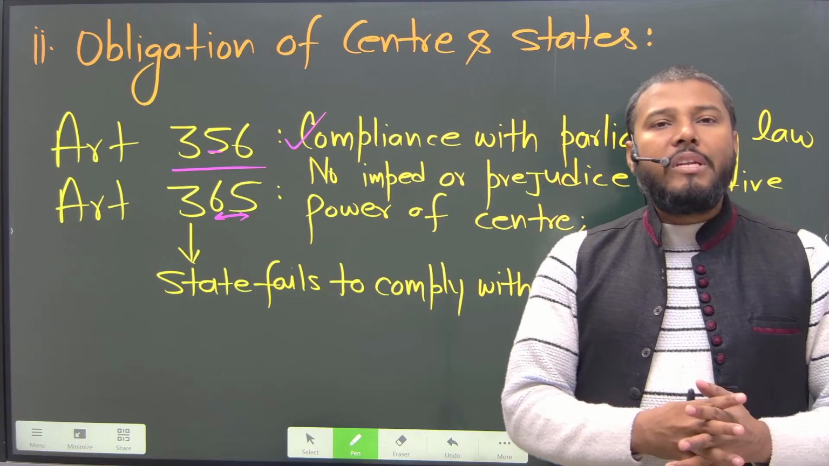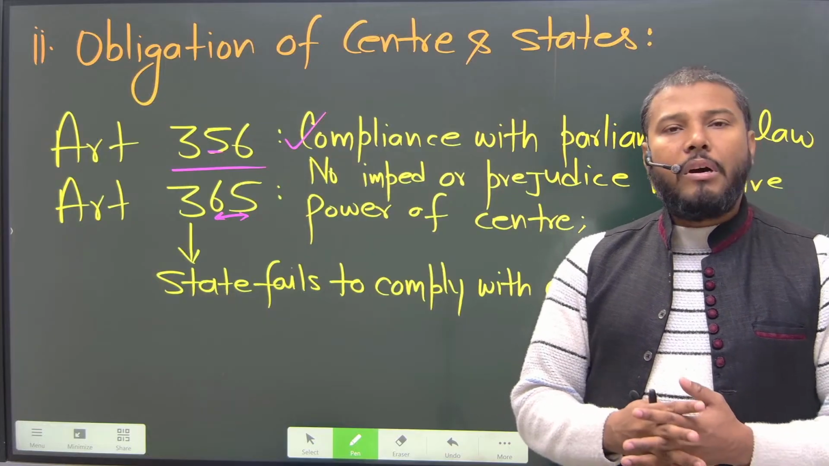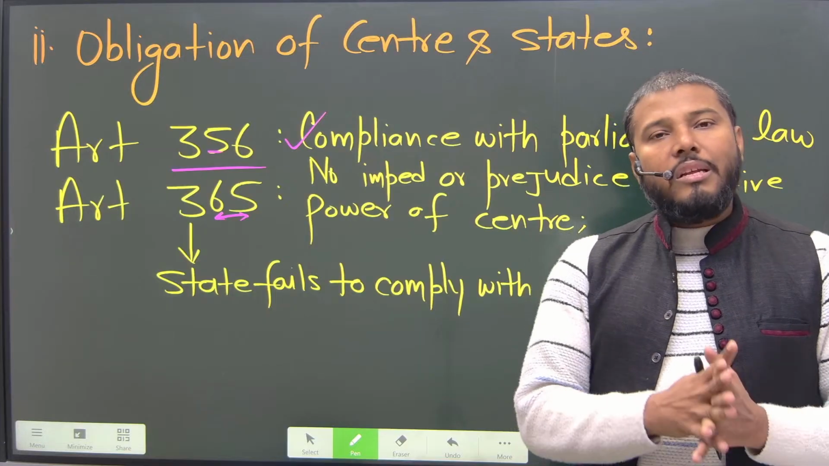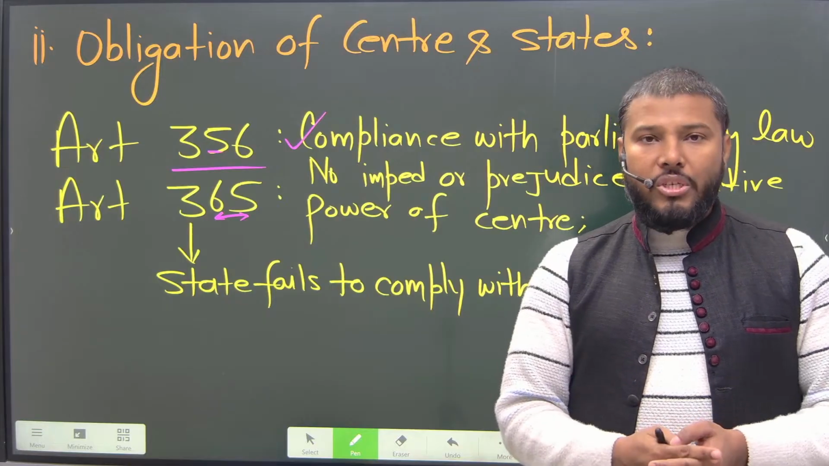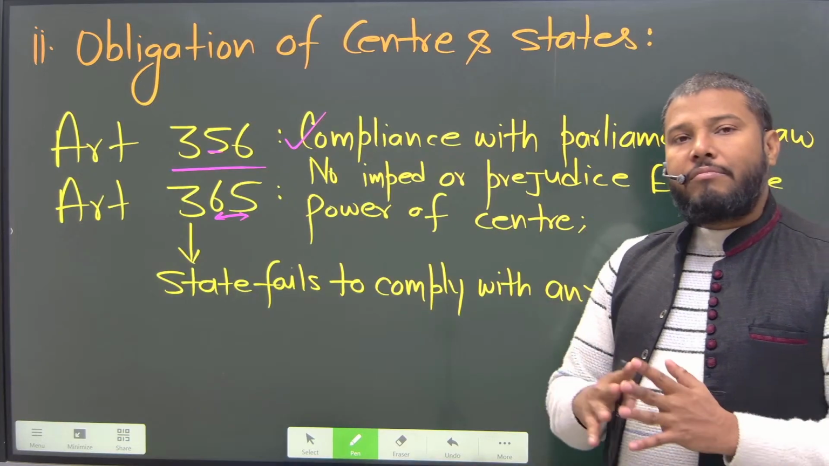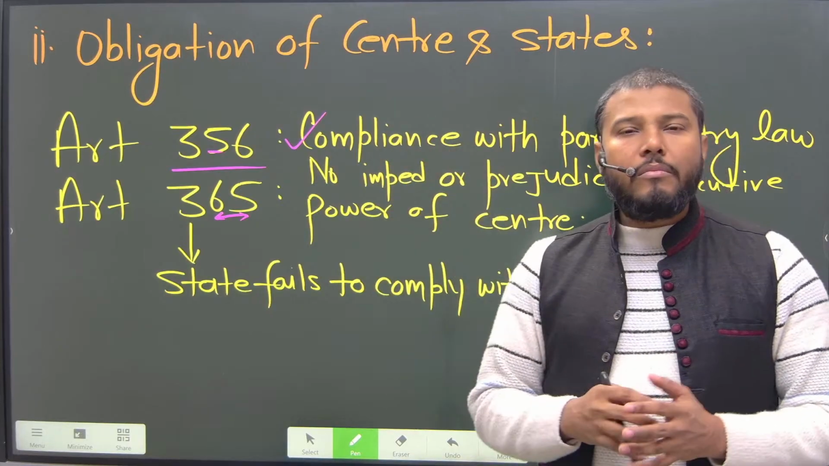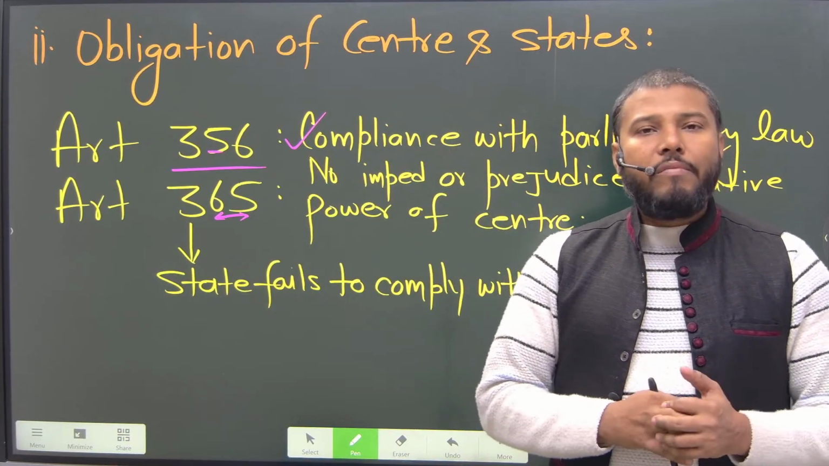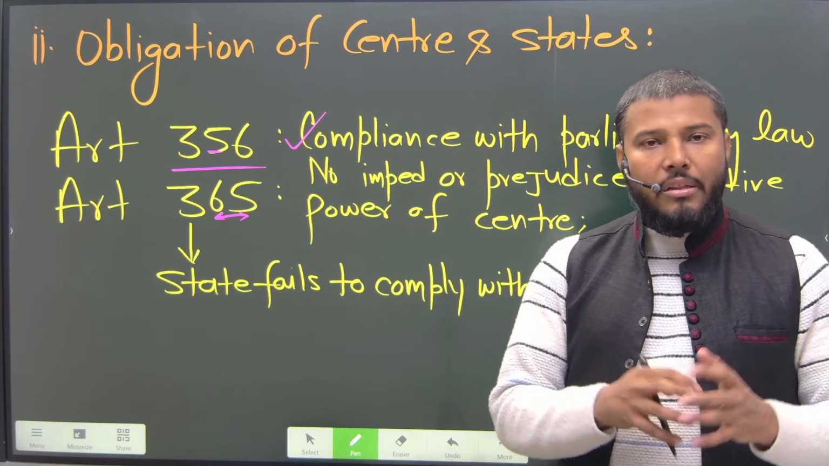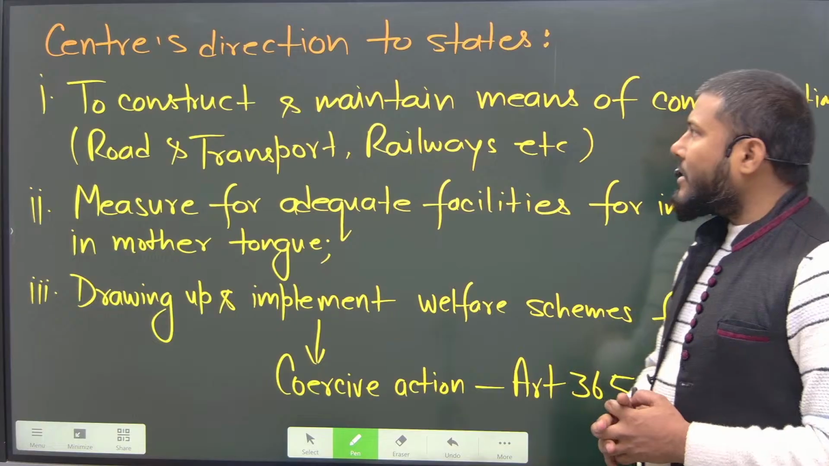Their activities, their actions, their legislations cannot impede any executive measure, executive authority of the central government, or their initiatives cannot be prejudiced against the executive authority of the central government. Otherwise, if state government is violating these principles, then the President of India is vested with the authority to proclaim the president rule in that particular area, right? In that particular state. Okay, let's move ahead and try to understand center's direction to states.